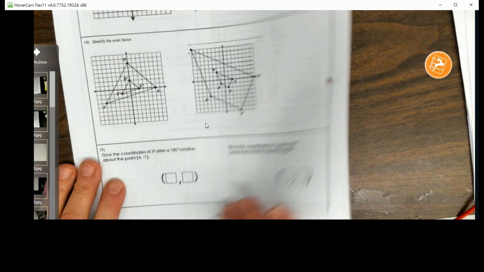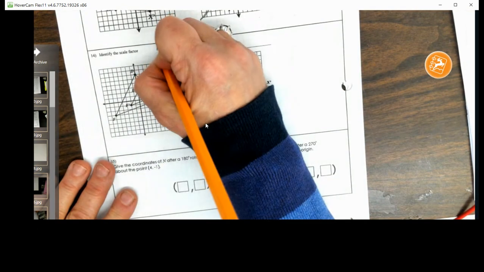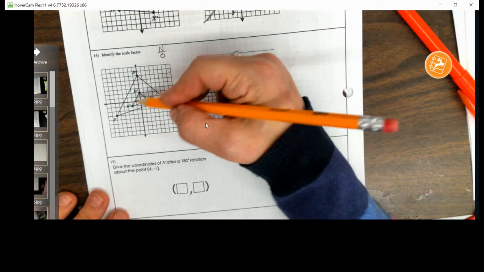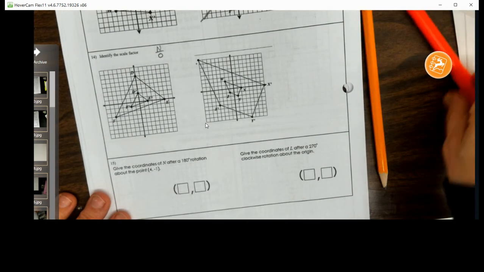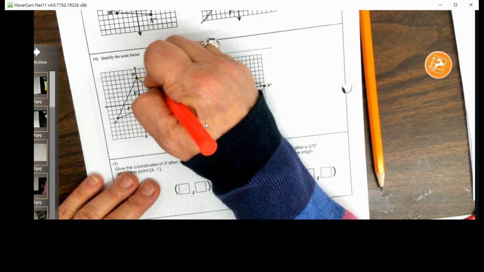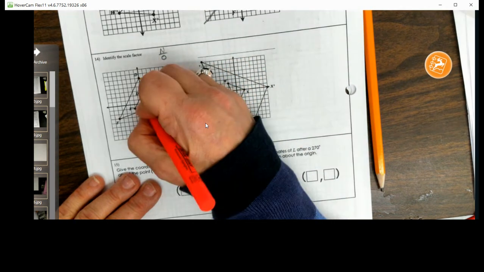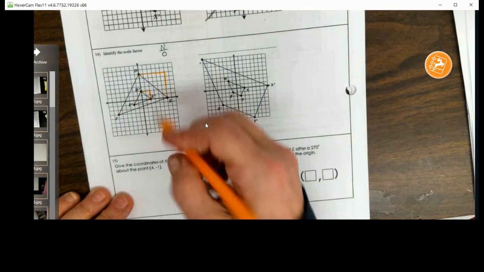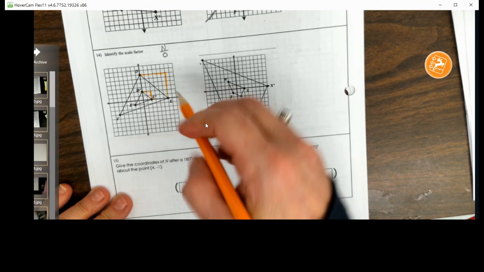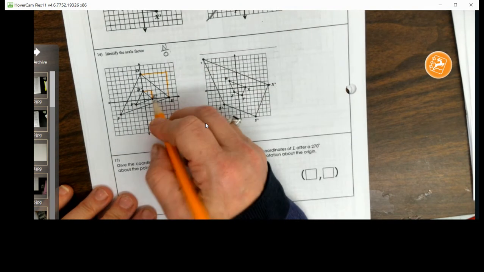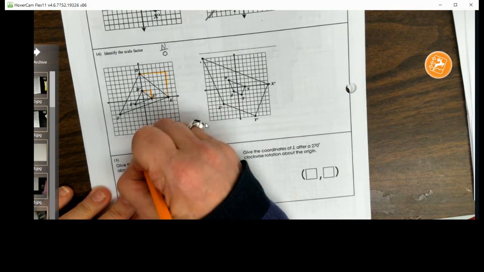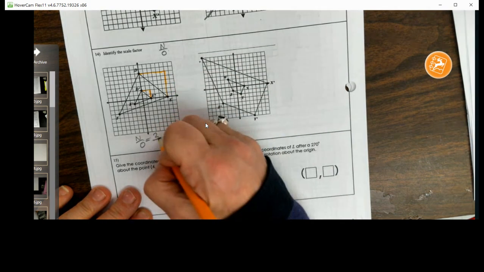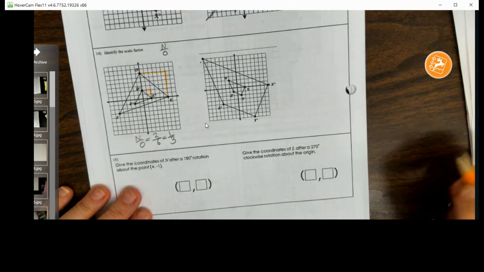Let's look at identifying scale factor. Remember, scale factor is new over old. We did it before the midterms. That was the last thing we did. And you have to use a vertical or horizontal line. I think I'll use a vertical line, and you want to create a right triangle. We go from the big to the small. So new over old is 2 over 1, 2, 3, 4, 5, 6 over 6, which is equal to 1 over 3.